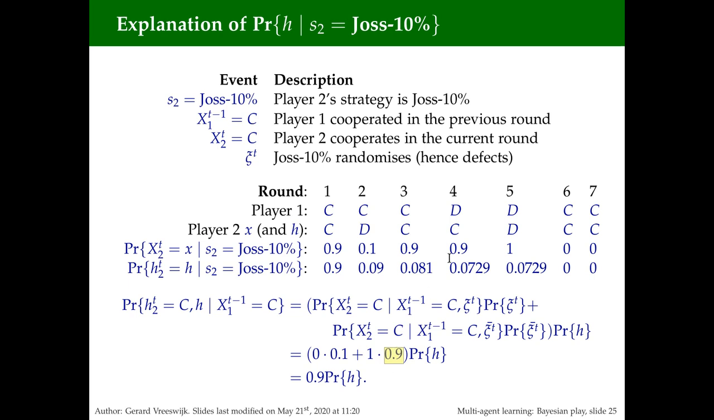So this computation, for example, applies to this number here, CC, and 0.9 here. So this number here is equal to this number here, or here, 0.9 times the probability of the history, so 0.9 times 0.9 is 0.81.